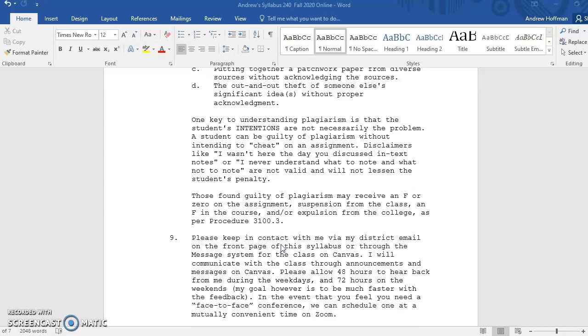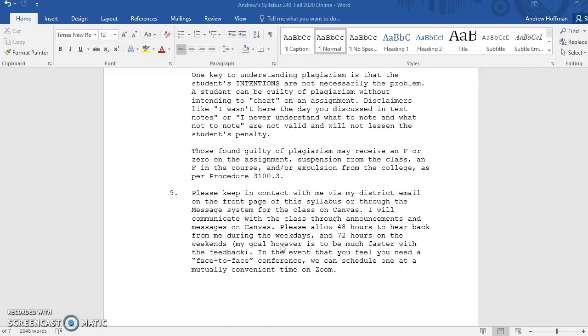Last point. Please stay in contact, either through my district email or through the message system on Canvas. If you have a question for me that you send to me, I will try to get back to you within 48 hours, but usually more quickly than that. You also need to be on Canvas on a daily or every other day basis so that you do not miss announcements, messages, or emails that I send out.